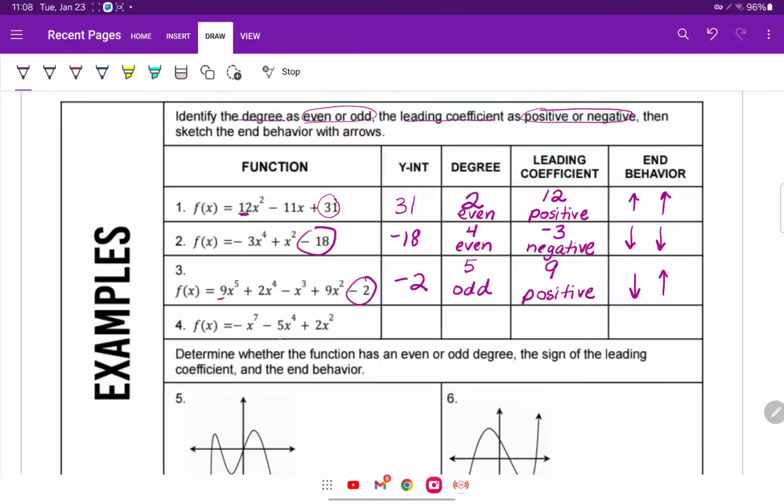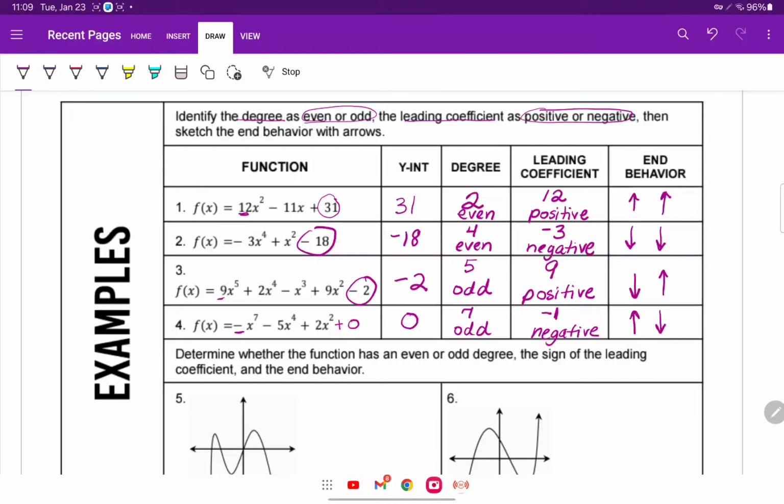Number 4, the constant here is not written, so remember that means your y-intercept, or your constant, is 0. Your degree is 7, which is odd, and your leading coefficient is -1, which makes it a negative number. Now, if it's an odd degree and a negative leading coefficient, they point in opposite directions, but it goes this time rise and then fall.